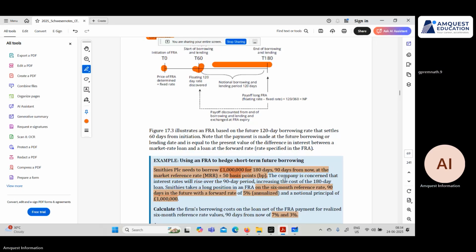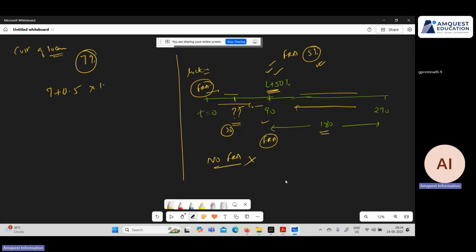So multiply 180 by 360, on a notional of 1 million. This translates to 7.5 by 100, multiplied by 1 by 2 basically. Whatever, it is going to be around 37,500. Is that okay?